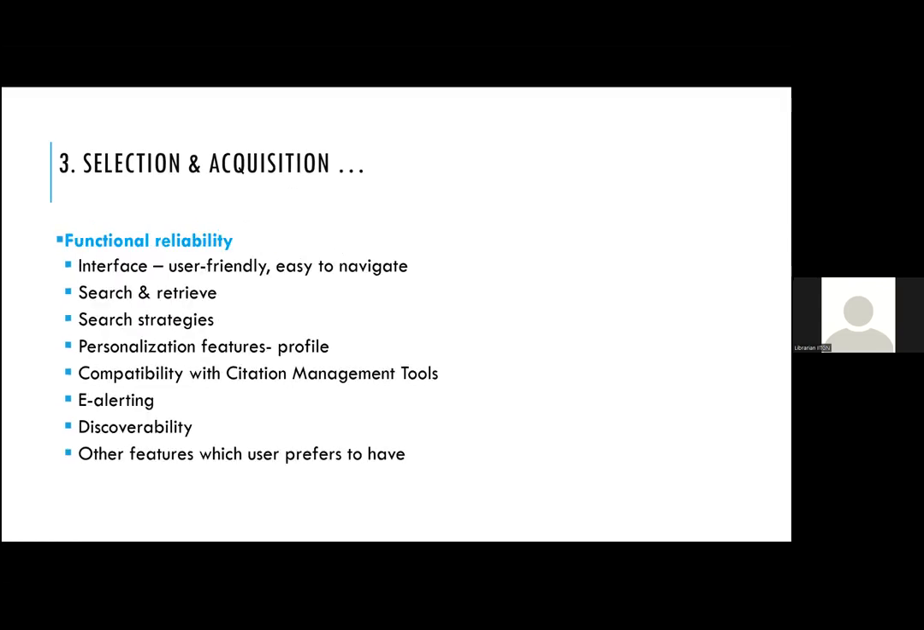And then we have functional reliability, particularly when it comes to the search interface, and also different features: whether you have an e-alerting system there, whether it is compatible with citation management tools, whether you can download these articles and build your own small library of useful articles, and the personalization features, and how useful the interface is in terms of putting up your search strategies, and various other functional reliabilities we look at.